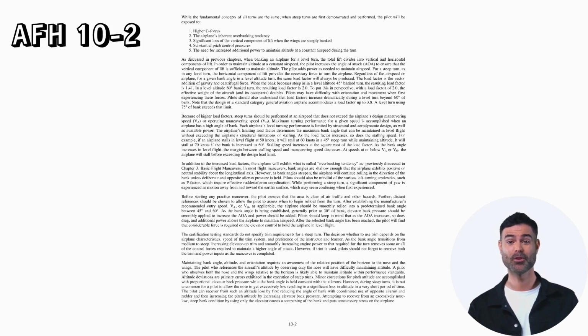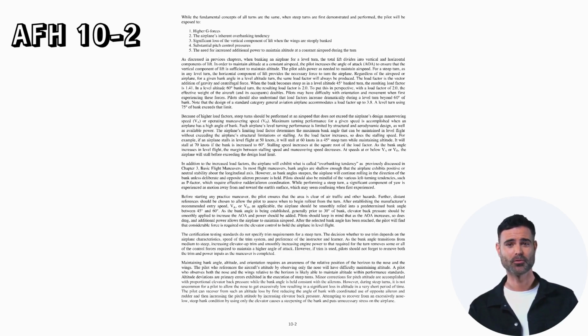As the bank angle increases in level flight, the margin between stalling speed and maneuvering speed decreases. At speeds at or below VA or VO, the airplane will stall before exceeding the design load limit. In addition to the increased load factors, the airplane will exhibit what is called overbanking tendency, as previously discussed in Chapter 3, Basic Flight Maneuvers.